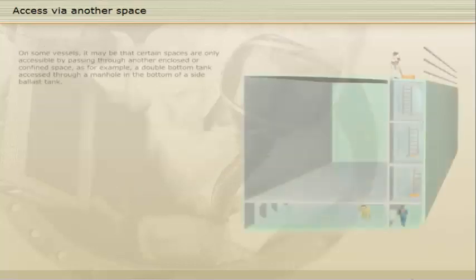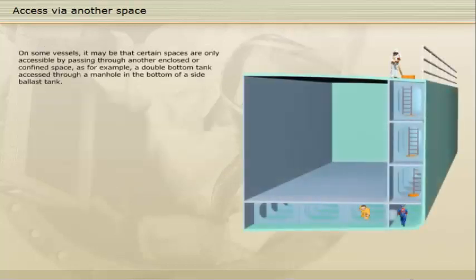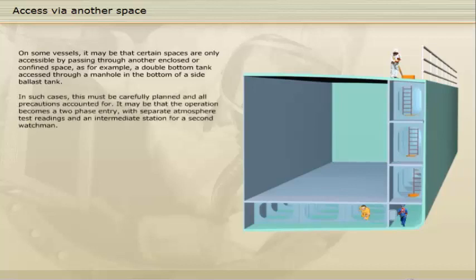On some vessels, it may be that certain spaces are only accessible by passing through another enclosed or confined space, as for example a double-bottomed tank accessed through a manhole in the bottom of a side ballast tank. In such cases, this must be carefully planned and all precautions accounted for. It may be that the operation becomes a two-phase entry, with separate atmosphere test readings and an intermediate station for a second watchman.